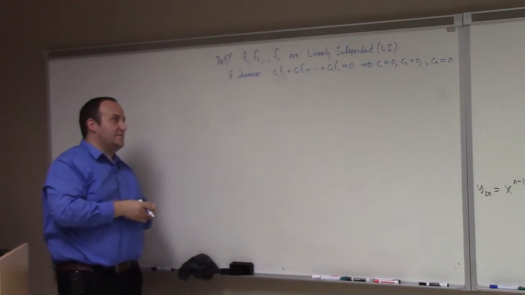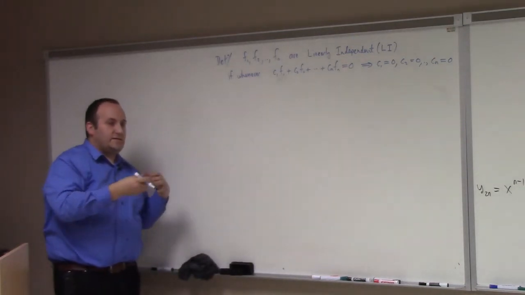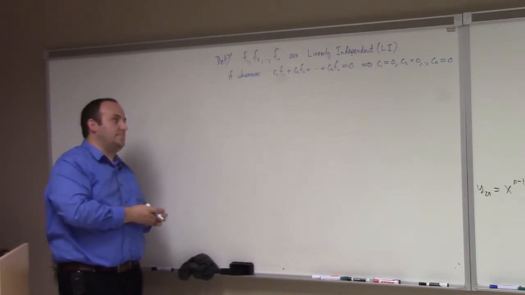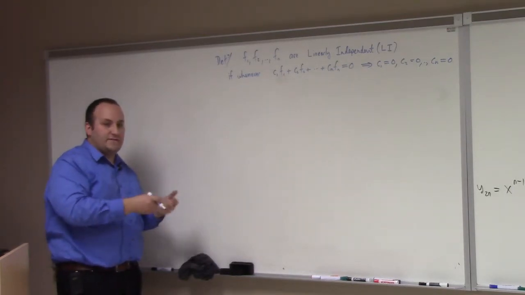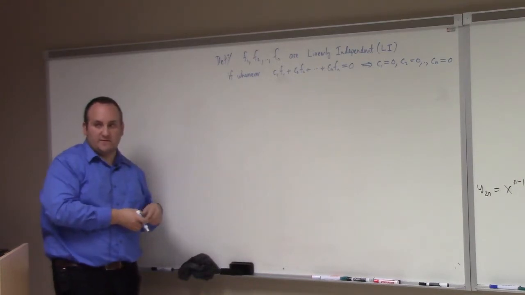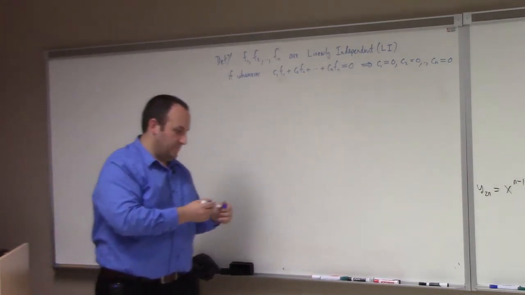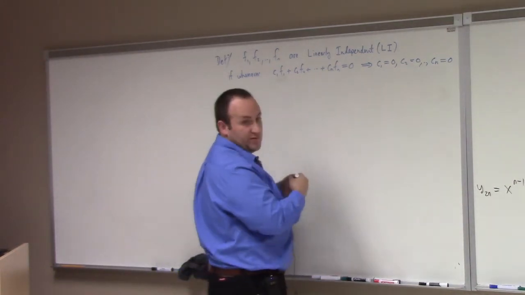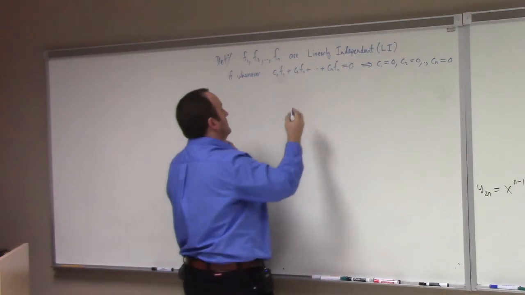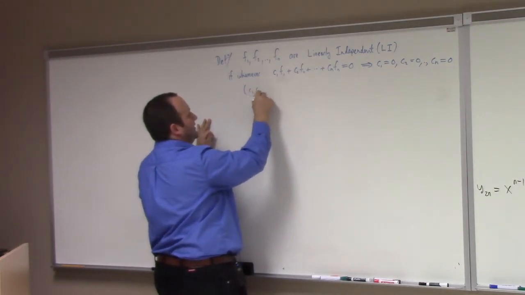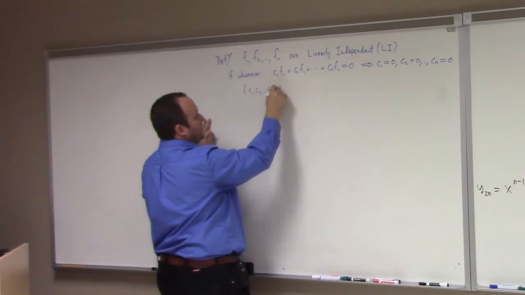In other words, functions are linearly independent if there's no linear dependence amongst them. There's no way to write one as a linear combination of the others. That's equivalent to what I'm writing here. Here, these c's are real numbers, okay? To be clear, c1, c2, we're thinking of them potentially as being real numbers.